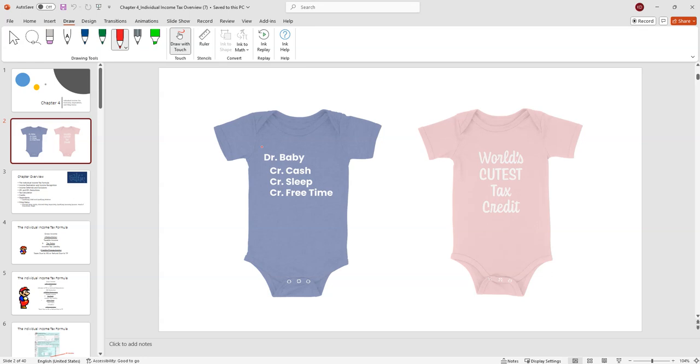So we have a little running joke here: debit baby, credit cash, credit sleep, credit free time. This is a journal entry when you have a baby.